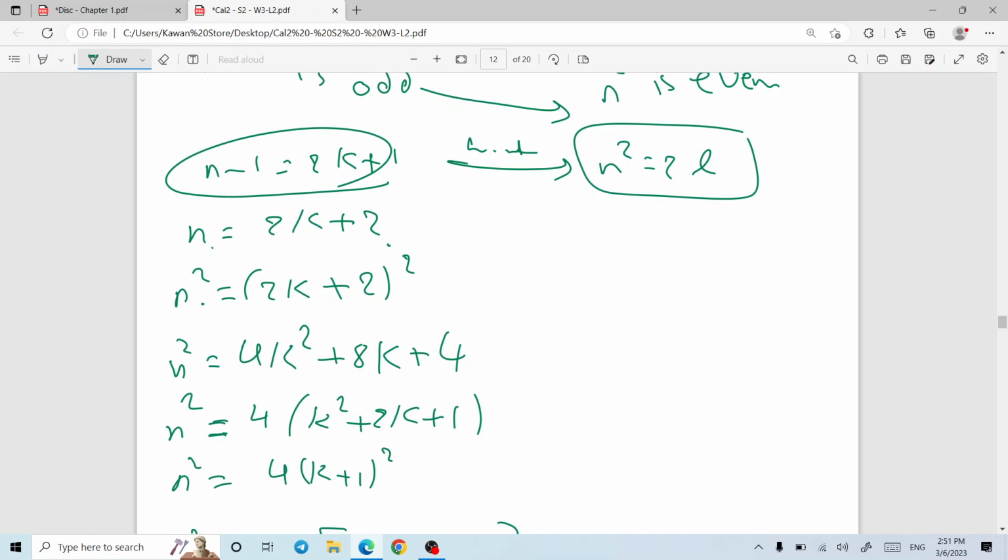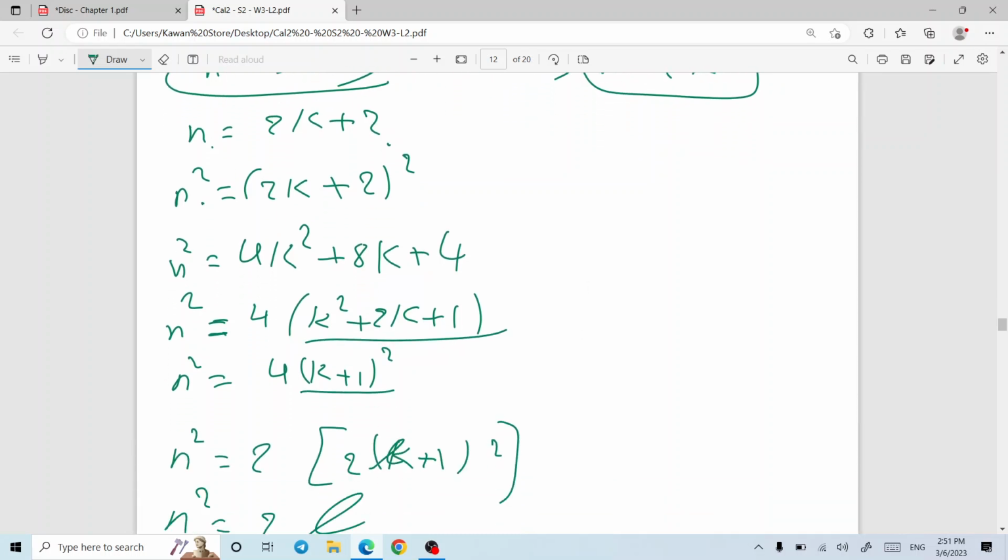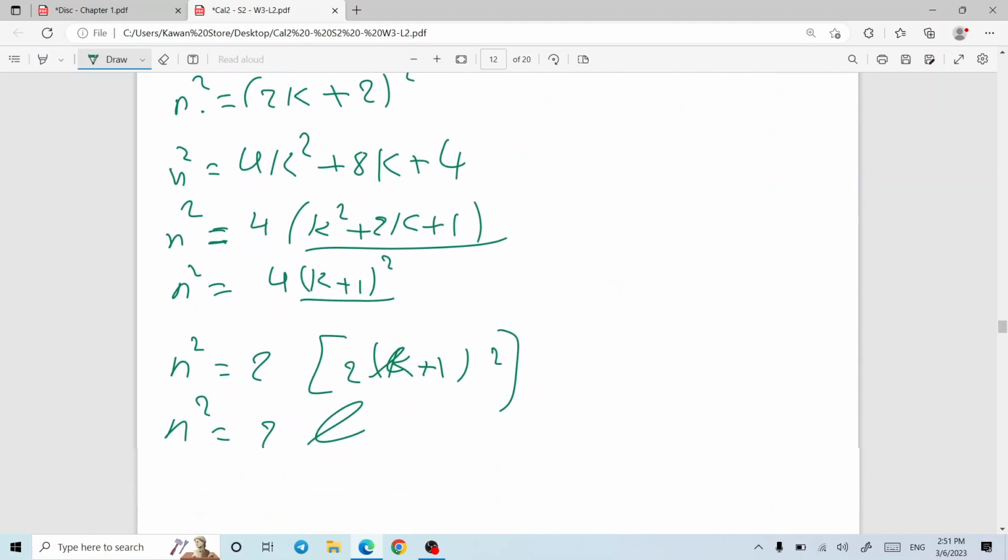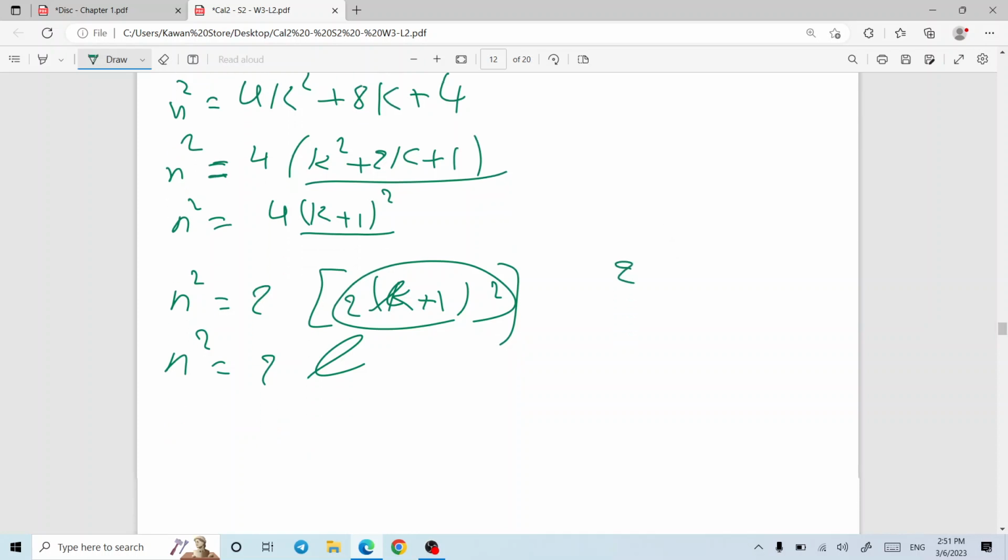We square both sides. We open the square, expanding. Then we change it to that one. We take a 2 as common because I want a 2L. Then we rename that one as L. Why? Because I know 2 multiplied by any integer will give an integer, that's why. Understood? So till here is 2 implies 3, the second implies the third.